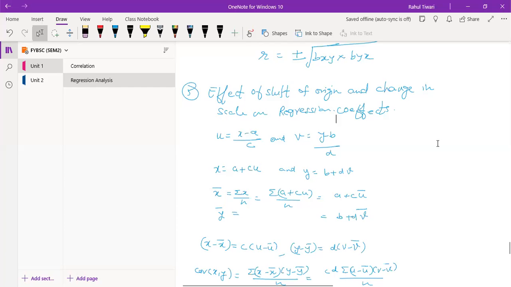So we are interested to check the effect of origin. Effect of origin means x minus a, y minus b, like that. Okay, so that is the effect of origin. And what could be the change in scale? Scale means you are dividing by c and multiplying by some number.